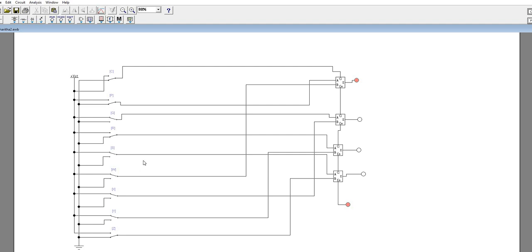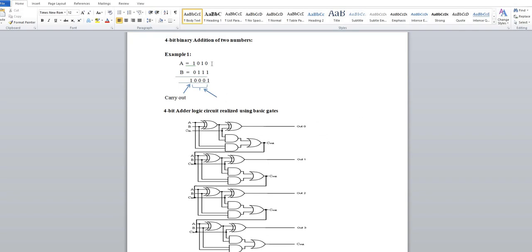If I want to change the input values from 100, this as 0, then 1 plus 0 will remain... sorry, it will be 1. 1 plus 1 is 0, and this will be the change. So I have changed the 2-bit values here.